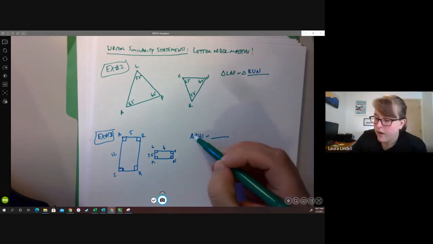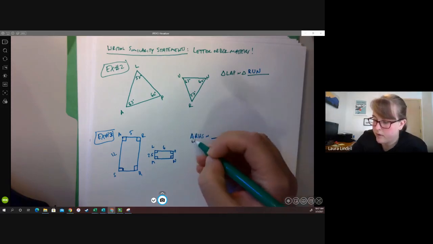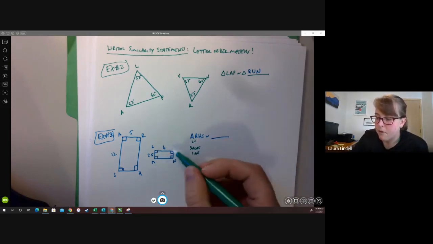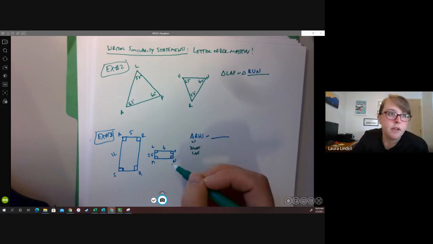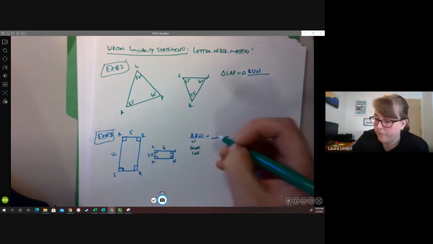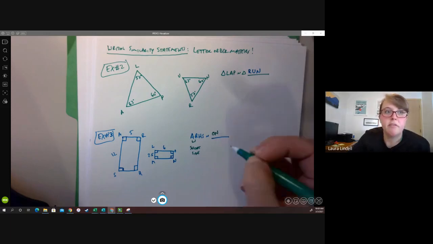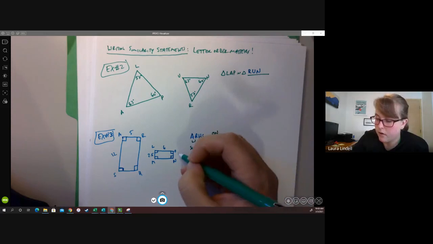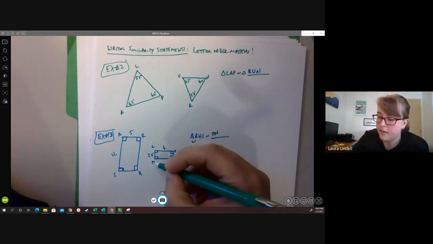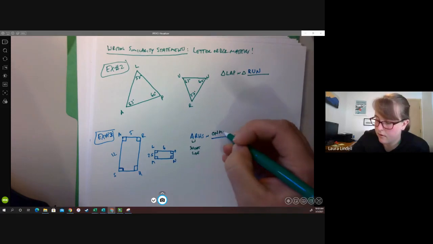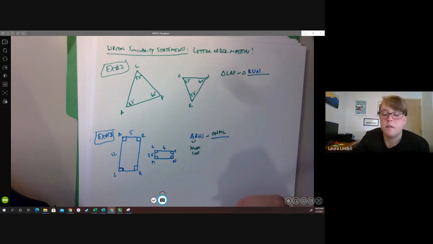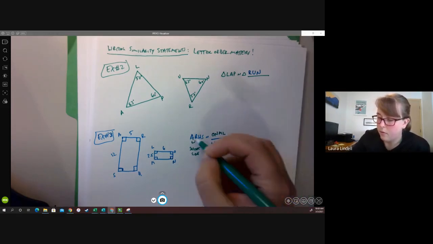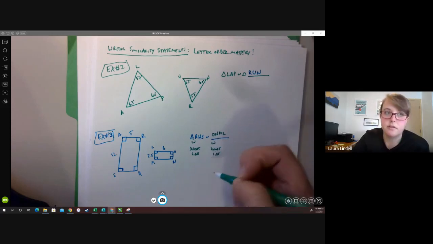But starting here, we've got AR. AR goes along one of the short sides. So we want to pick a short side combo from this rectangle. So maybe I pick ON. Once I've picked my first short side combo, though, if I'm going in this direction, I have to continue in that direction. So if I go from O to N, then I have to continue and go ML. So we want to pair a short side with a short side to start.